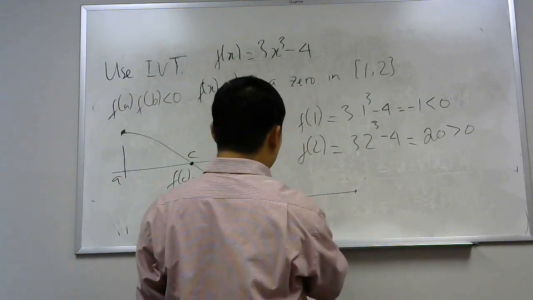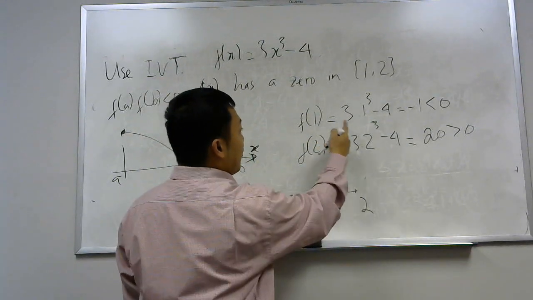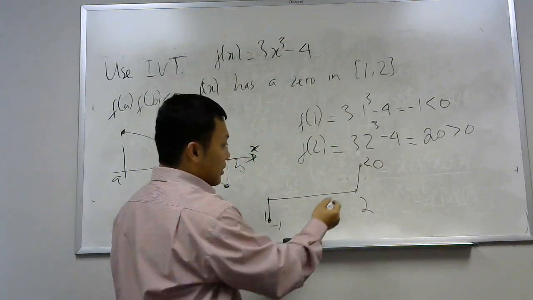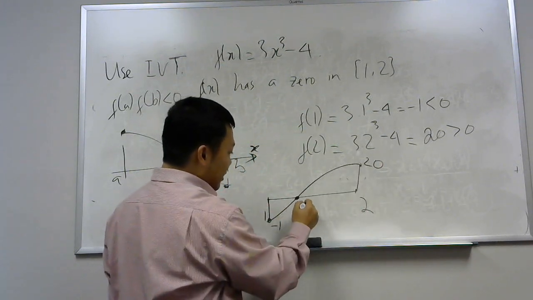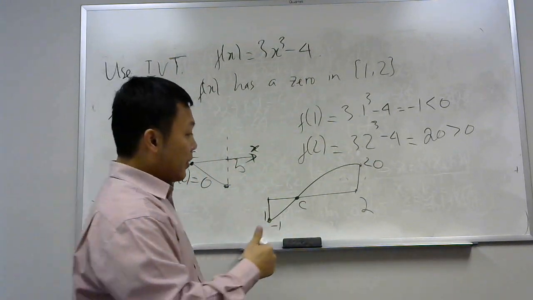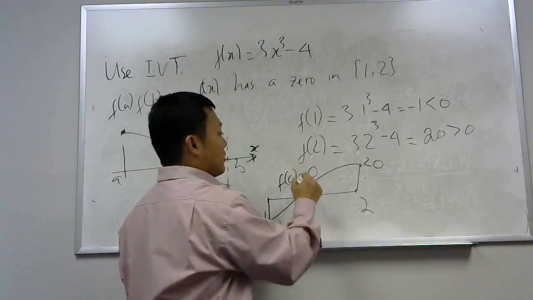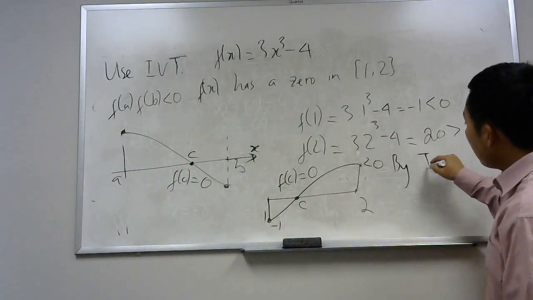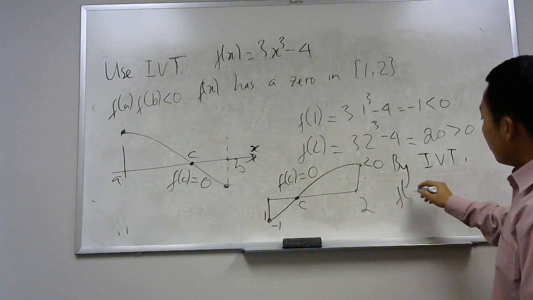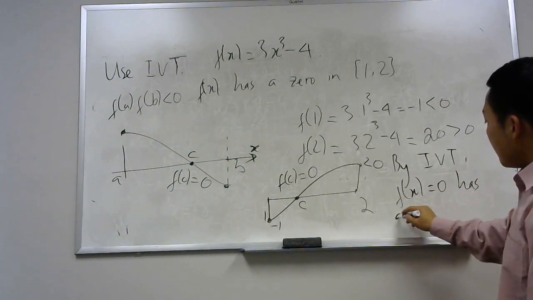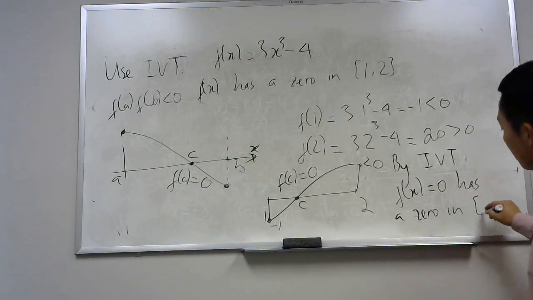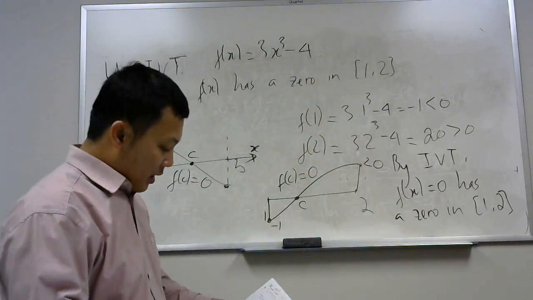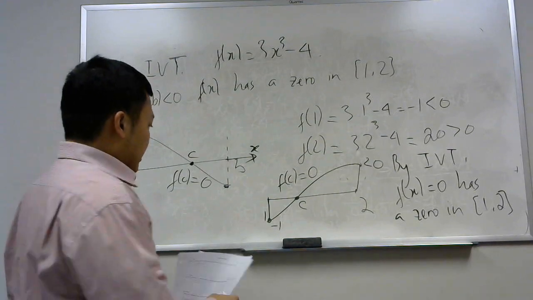So you can imagine the picture. Here you have 1 and 2, right? f of 1 is negative 1, negative 1 is here. f of 2 is 20, 20 is here, right? So you connect this point and this point, you get some c in here in between 1 and 2. And at this point, f of c equal to 0. So by the IVT theorem, f of x equal to 0 has a 0 in 1, 2. That's it. Okay, let's move to the next question.